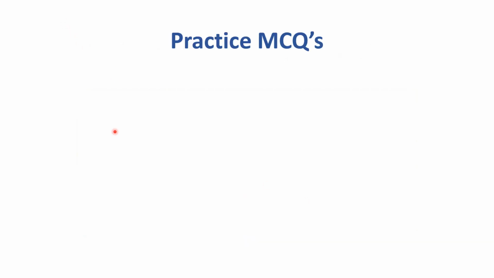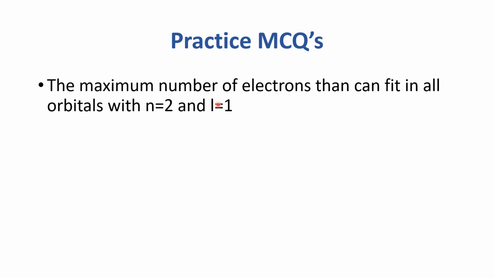Let's discuss a practice MCQ. The maximum number of electrons that can fit in all orbitals with n equals 2 and l equals 1 are: 2, 10, 6 and 14, and the correct option is 6.